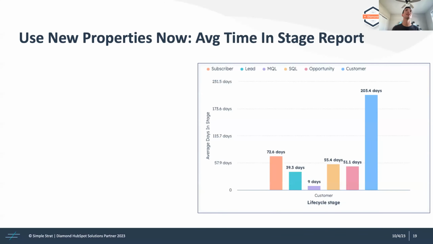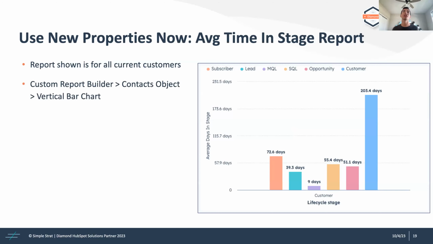So lots of use cases for this. The big one is around reporting. There's all kinds of things you can do around reporting. In this example, we're showing you for all of our customers in our portal, how long did they spend in each stage on average? So this report for all current customers, the way we built this is in the custom report builder. The contacts object is just one object.